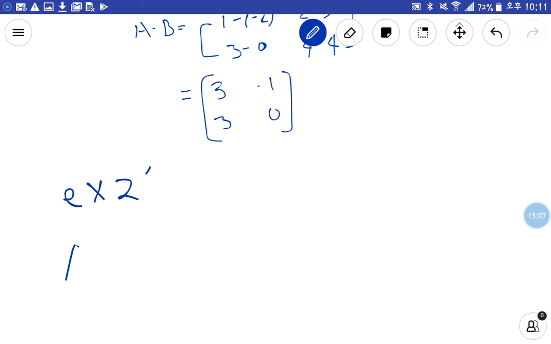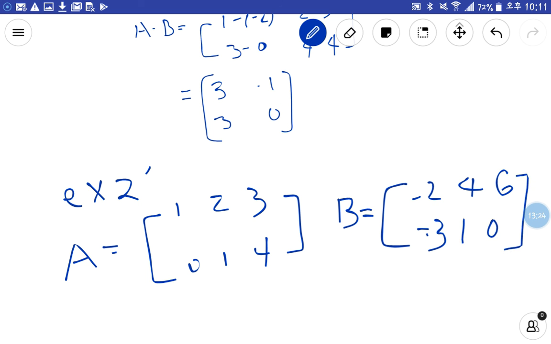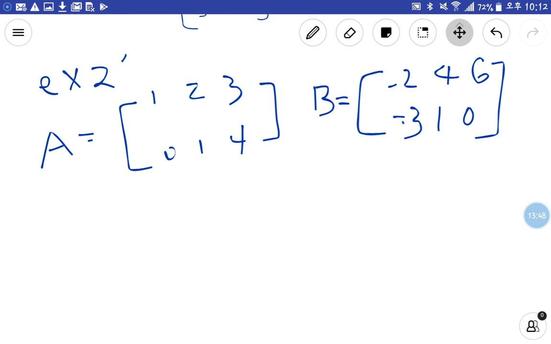Okay, so my question for example 2 would be this. My A is 1, 2, 3, 0, 1, 4. My B is -2, 4, 6, -3, 1, 0. Before we start, can you tell me the order of matrices A and B? I know I'm going to say it, but I need you to think about it before I say. Number of rows, number of columns, every single time. Both A and B are what? 2 by 3 matrices.